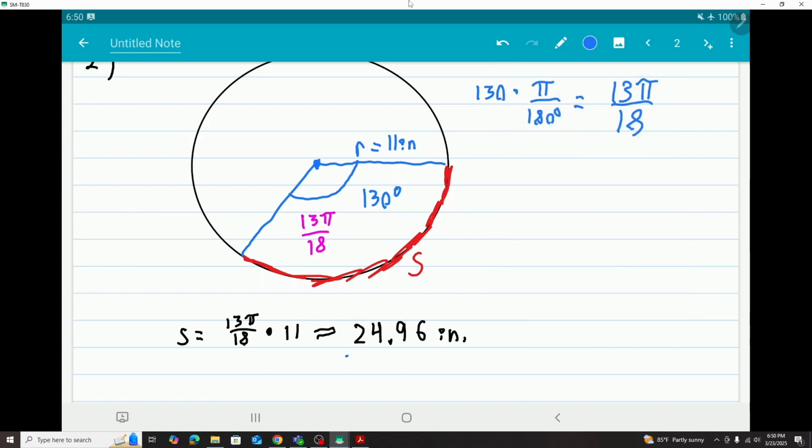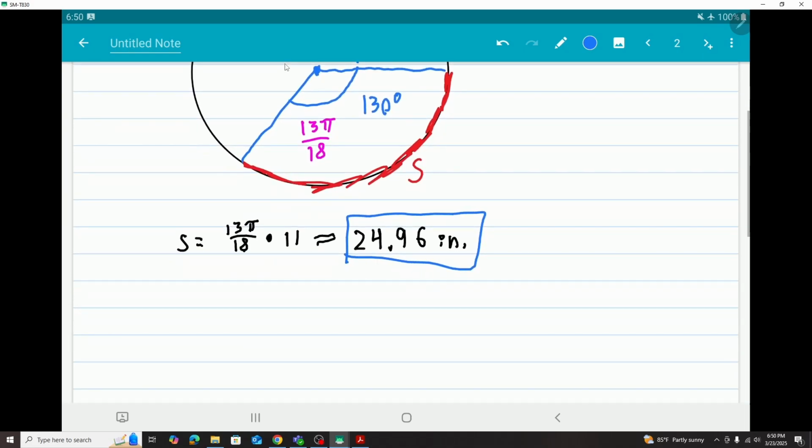We always want to remember the units. That's just good form, because then you don't ever have to worry about ambiguity or people being uncertain. So 24.96 inches. And then now we move on to the area.